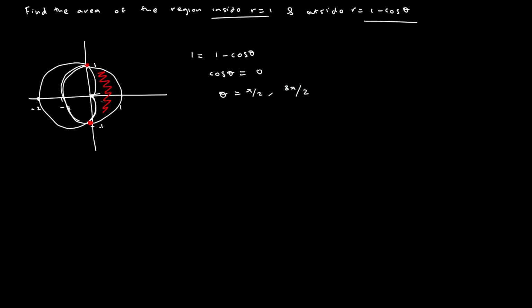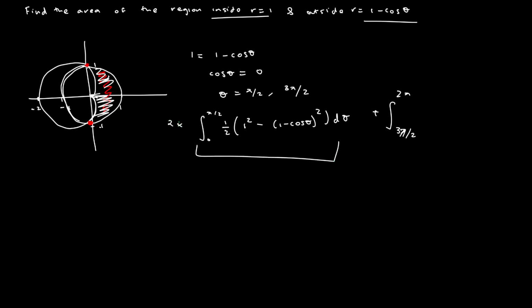And so the region that we're worried about is going to be the integral from 0 to pi over 2 of basically the outer minus the inner, where the outer is just 1 squared minus the inner, which is (1 minus cosine theta) squared, d theta. And then we sum it with a similar integral from 3 pi over 2 to 2 pi. But notice how, like I mentioned before, the area beneath the x-axis is symmetric to the area above the x-axis. So we can just calculate this integral and then multiply by 2. And that should tell us the total answer.